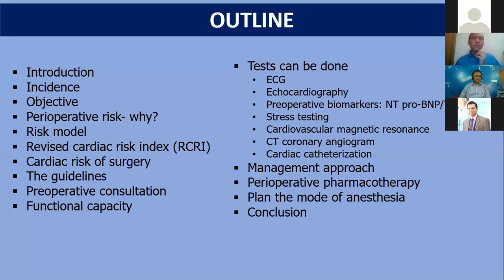I have arranged this lecture in an outline beginning from introduction to incidence, and definitely there should be objectives of what we are going to do for the patient, and we have to calculate the risks. Before calculation, we have to find out why there are risks, the causes, and we have to find out some risk models. We have to calculate the surgical risks, follow the guidelines for preoperative consultation, and assess the functional capacity, which is vital for assessing perioperative adverse cardiac events. We have to do some tests accordingly, not all the tests, because tests are not very fruitful in predicting perioperative cardiac outcome. Rather, sometimes they produce unnecessary delay of the surgery.